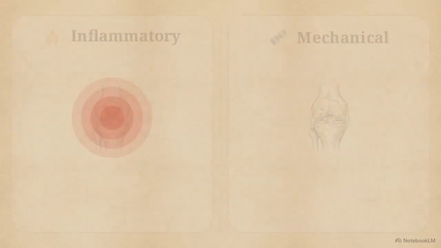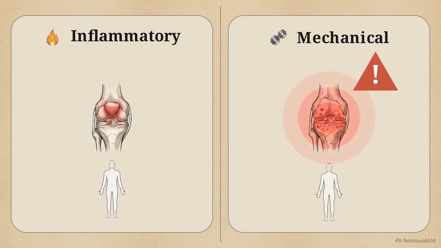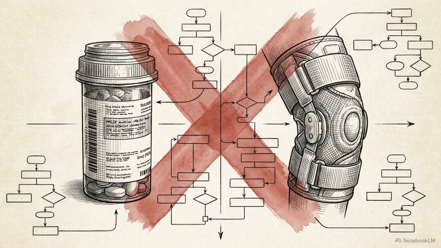The second historical discriminator operates on how that pain responds to physical movement. Inflammatory joint pain actually decreases with mild activity. The movement helps flush the accumulated inflammatory mediators from the joint space. Mechanical pain follows the opposite rule. It actively worsens with physical use and predictably improves with rest. Capturing these specific historical markers early prevents catastrophic clinical errors, like prescribing heavy immunosuppressive therapies for simple cartilage deterioration.